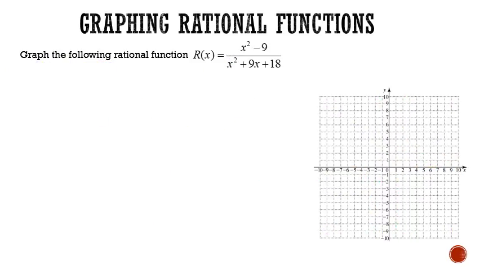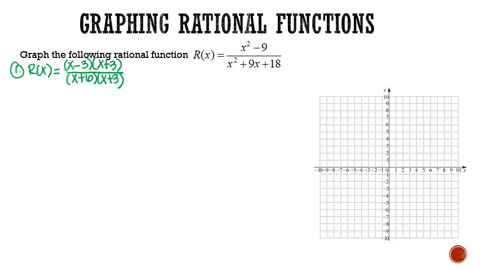Graph the following rational function. R of x equals x squared minus 9 all over the quantity x squared plus 9x plus 18. Step 1 is to factor the function and simplify if possible. X squared minus 9 factors into x minus 3 times x plus 3, all over x plus 6 times x plus 3.